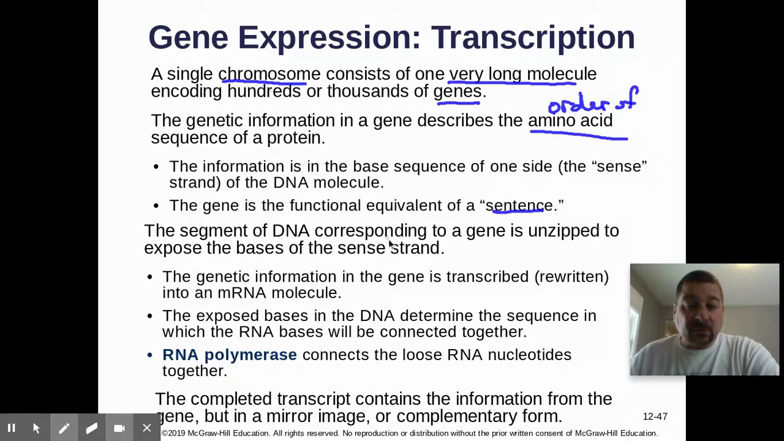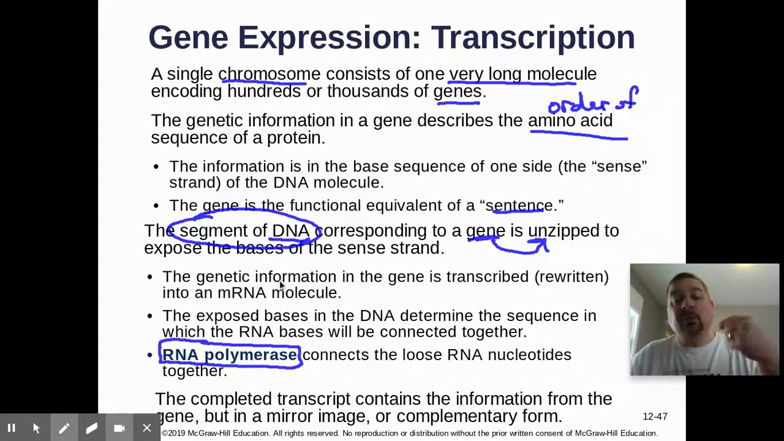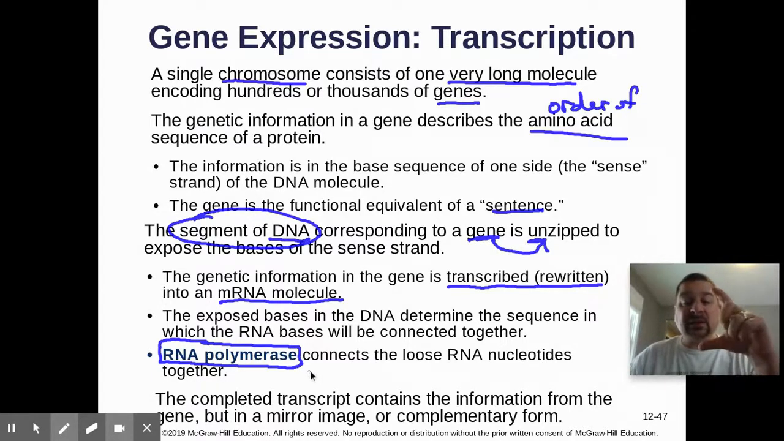We don't have to unzip the whole chromosome, the whole strand of DNA, just the segment of DNA that has the gene on it. And instead of DNA polymerase, now we're going to use RNA polymerase. It is going to come in, read the genetic information on the DNA, and transcribe or rewrite it into an mRNA. Remember, M stands for messenger RNA. So the completed transcript contains the information from the gene, but in a mirror or complementary format.